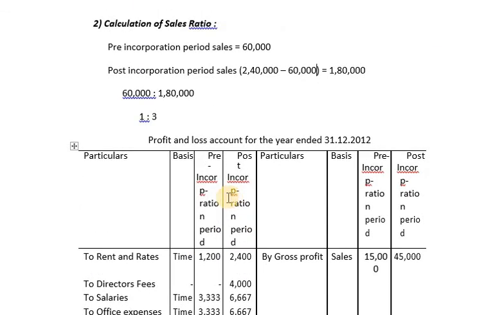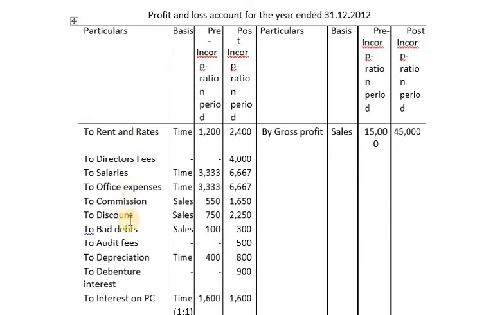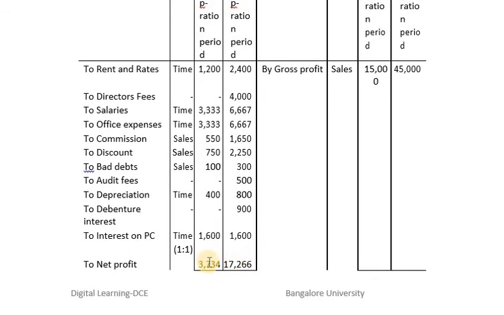Then commission is on sales ratio. What is our sales ratio? 1:3. So commission, discount and bad debts should be apportioned on the basis of sales ratio, that is 1:3. Then debenture interest is post-incorporation. Interest on PC is on revised time ratio, that is 1:1, so 1,600 and 1,600.